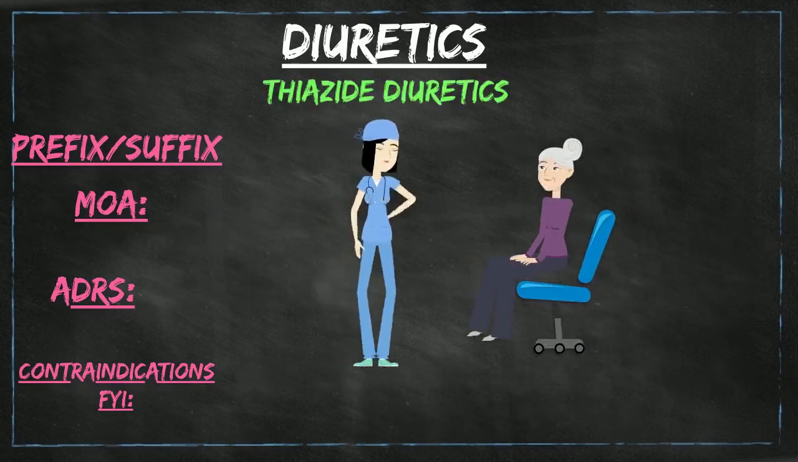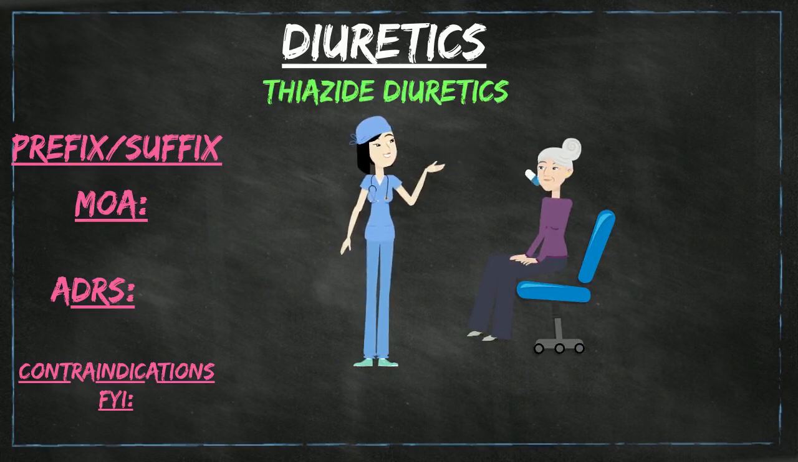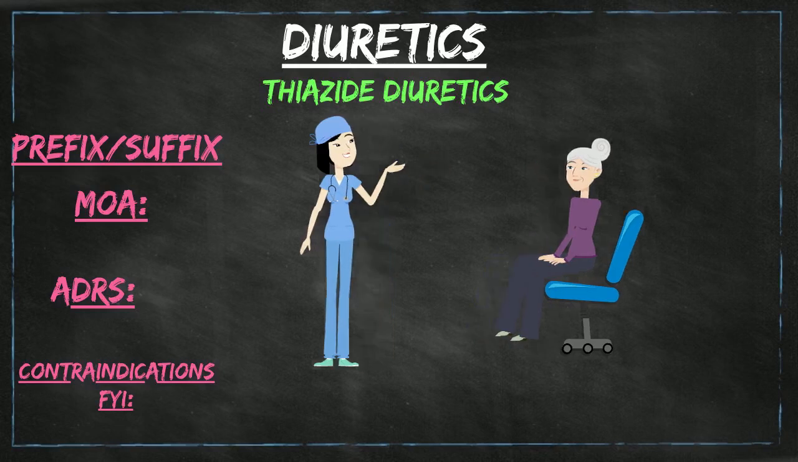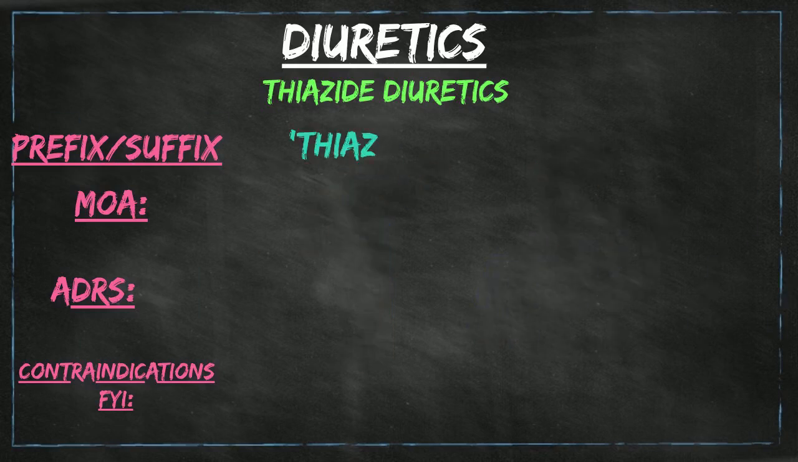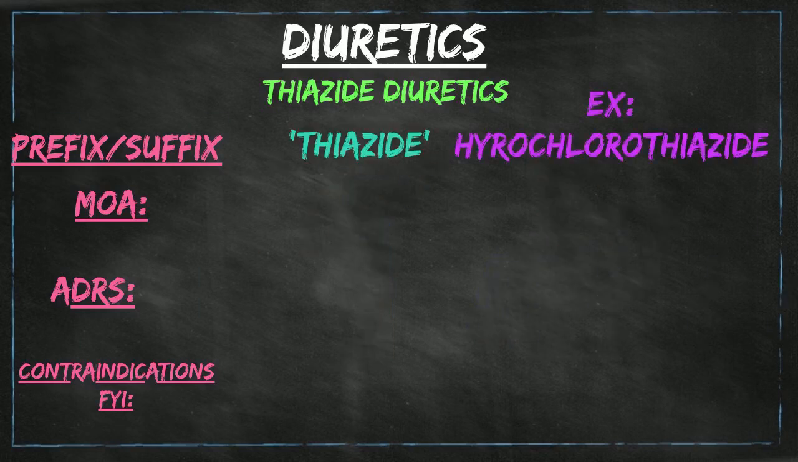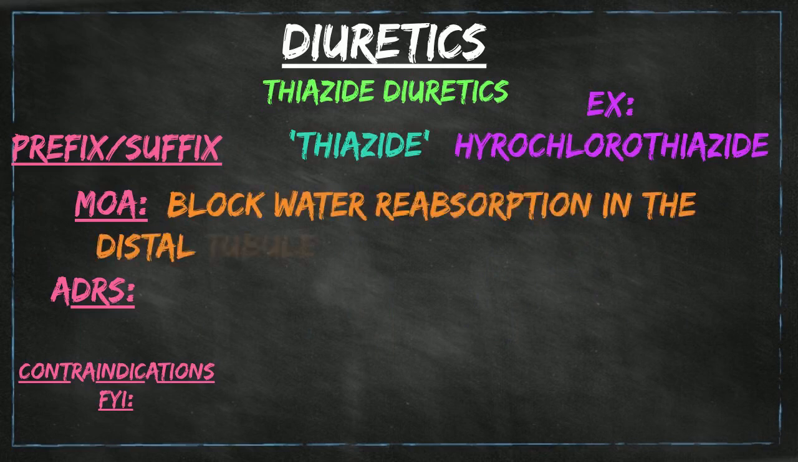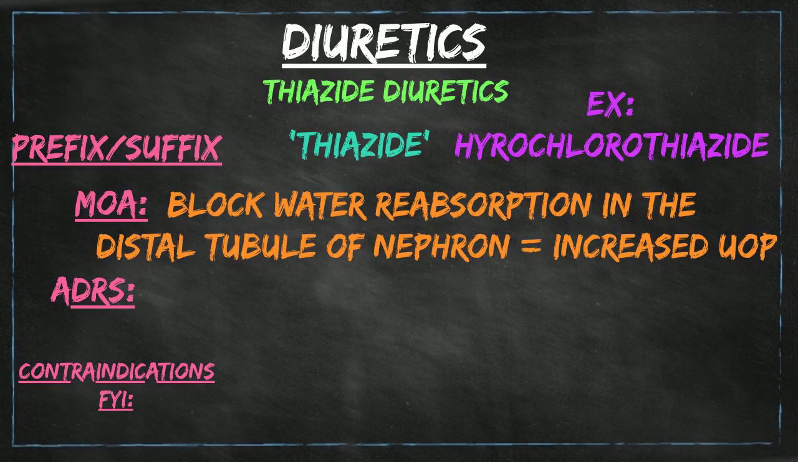The thiazide diuretics are a stable diuretic category with moderate onset of action and optimal efficiency, making it one of the most common diuretics used. Thiazide will be in the drug name, for example, hydrochlorothiazide. Thiazide diuretics block water reabsorption in the distal tubule of the nephron.